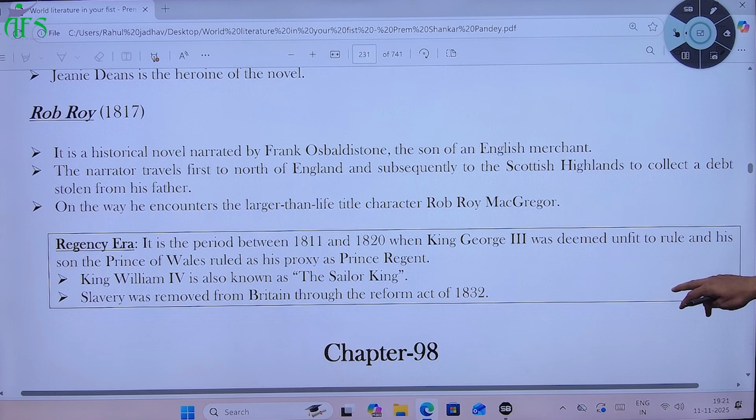It is the period between 1811 and 1820, when King George III was deemed unfit to rule, and his son, the Prince of Wales, ruled as proxy, as Prince Regent. King William IV is also known as the Sailor King, and slavery was removed from Britain through the Reform Act of 1832.